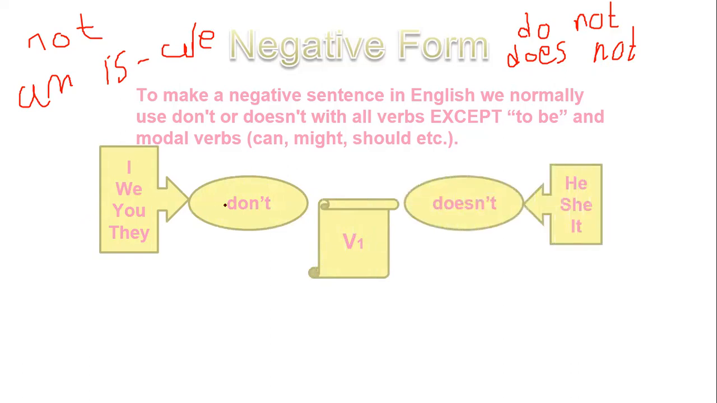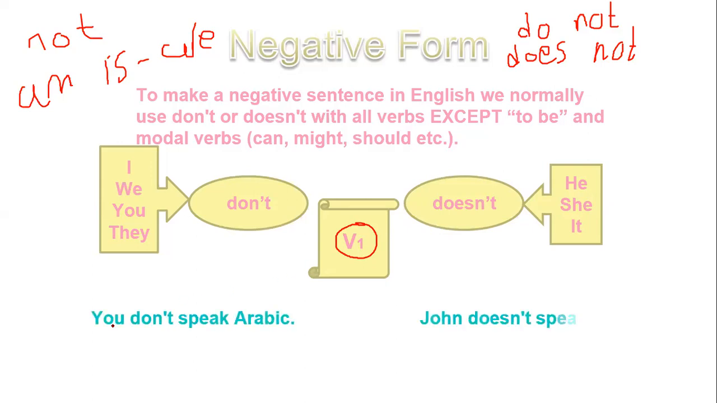Examples: I do not, we do not, you do not, they do not. He doesn't, she doesn't, it doesn't. After don't and doesn't, I have to write the verb in its base form. So if there is an s added to the verb, when I use does not, I have to remove it. Example: you don't speak Arabic. You takes don't, and I didn't add anything to the verb, no s.